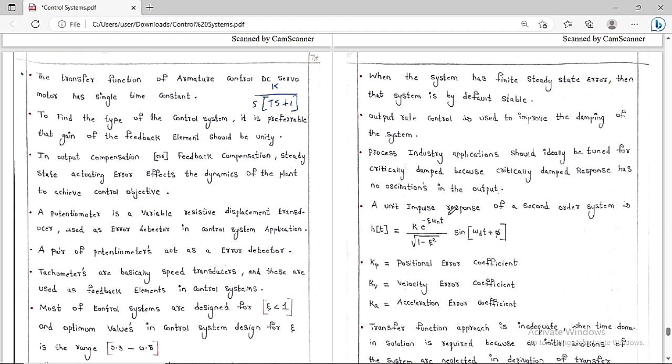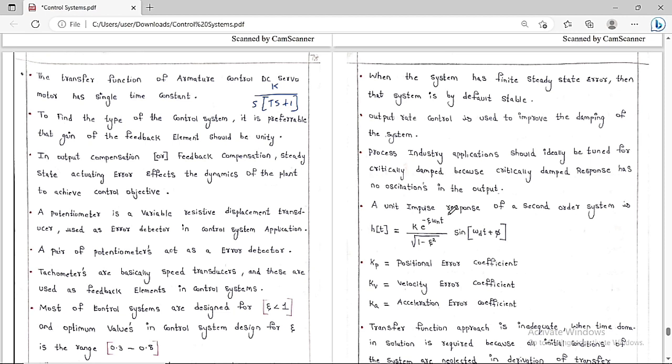But if the steady state error increases as time goes on, we can say it is an unstable system because it is an unbounded output. I already told you whenever the output is bounded, we can say it is a stable system, but if the output is unbounded, it is an unstable system. So whenever the system has a finite steady state error, it indicates that the output is always bounded, so the system is said to be stable. But if the system has an increasing steady state error as time goes on, the output is unbounded, so the system is said to be unstable.